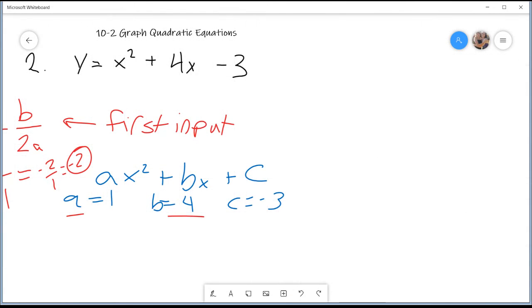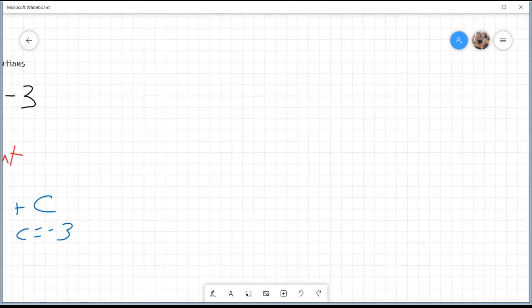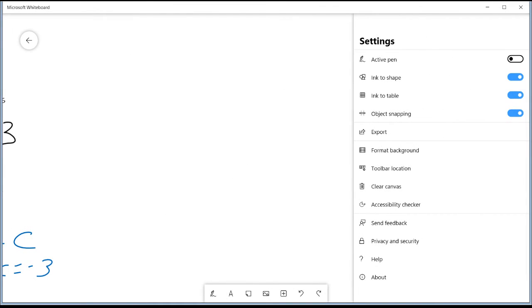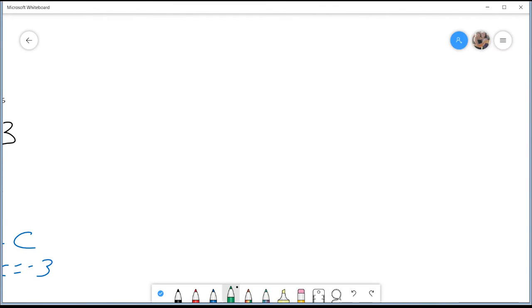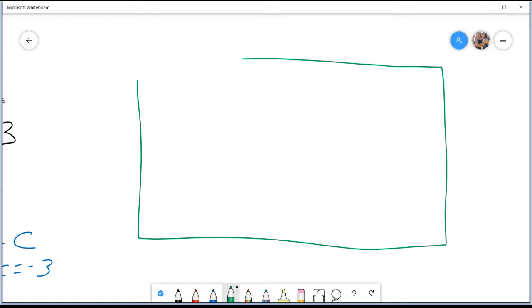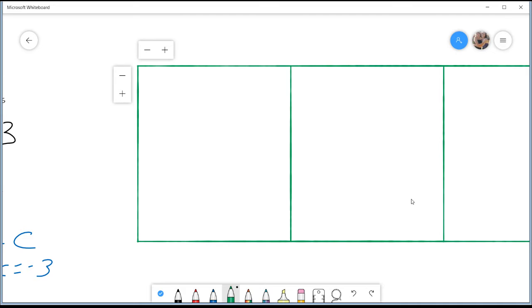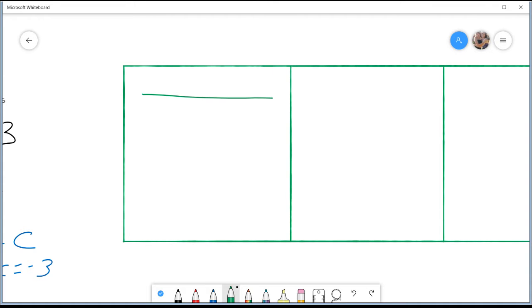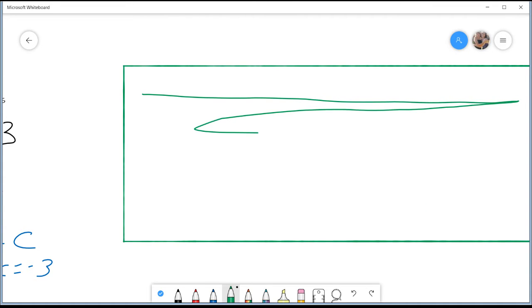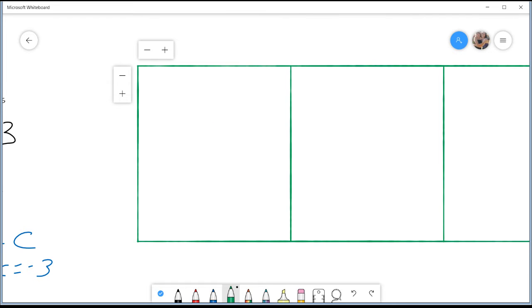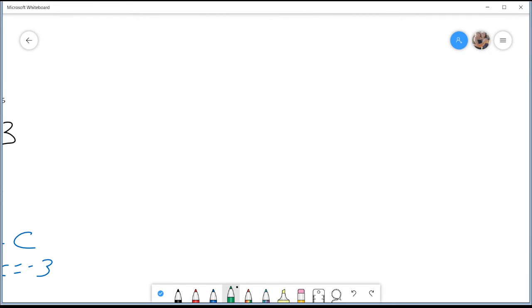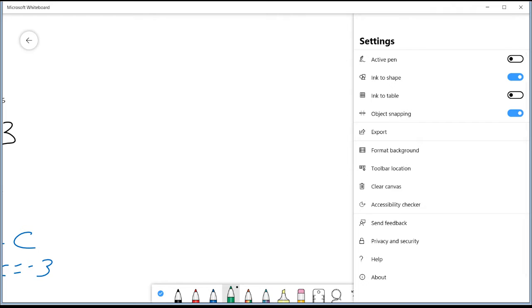Since we have our first input as negative 2, we're going to make a chart. Never done this before. Let's see if it works. Alright, so we're going to make a chart. Ooh, cool. And what we're going to want in our chart, never mind, this is harder than it looks.